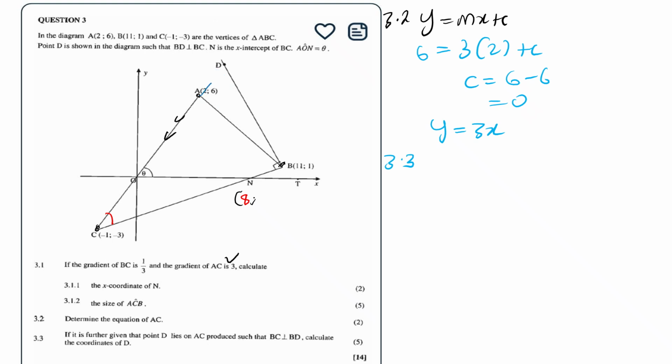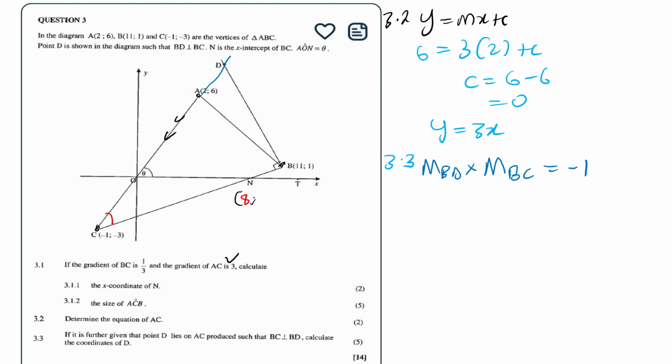This line AC was extended to D such that point D lies on AC. Therefore, for us to calculate the coordinates of D, we have the equation of AC, but now let's find the equation of BD. Remember, the gradient of BD multiplied by the gradient of BC must give us -1, because BD is perpendicular to BC.